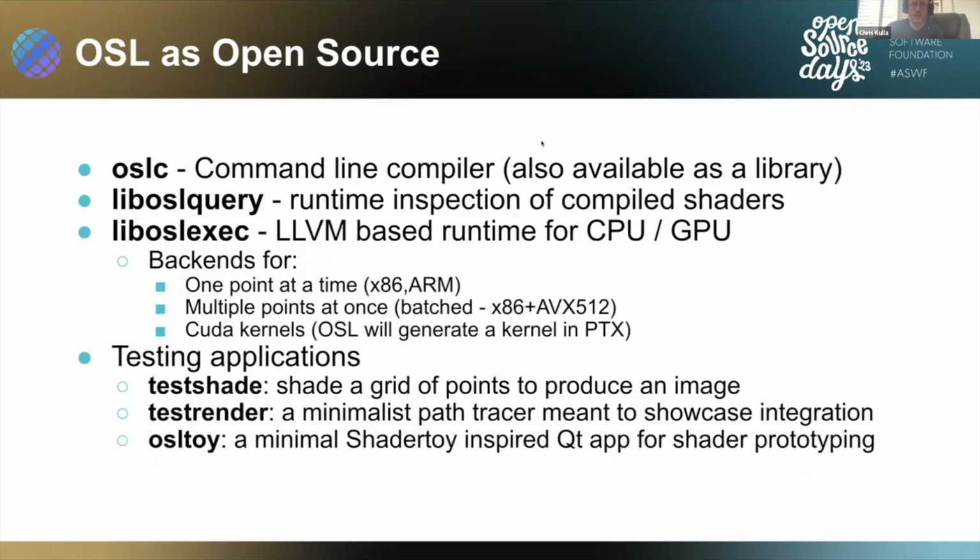So OSL as the open source project consists of some of these components here. We have oslc, which is our command line compiler. That's what takes the artist-written source code for the shader and turns it into bytecode. This is also available as a library. We have libOSLQuery, which is our library for inspecting compiled shaders and figuring out what parameters they have, their default values, some of their metadata for building UIs, things like that.